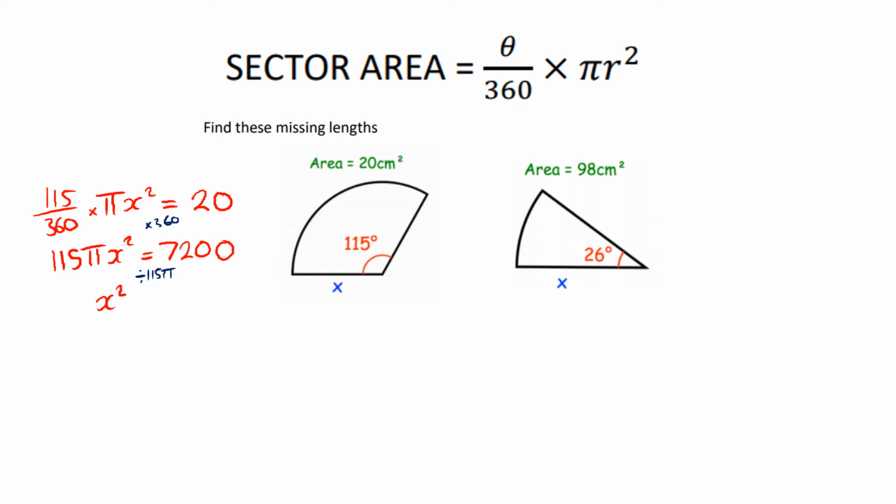And if we do that, we're going to end up with x squared being 19.93 dot dot dot. But we don't want x squared, we want x. So our last step should be to square root that answer. And we're going to end up with x being 4. Let's go 2 decimal places, shall we? 46 centimeters.